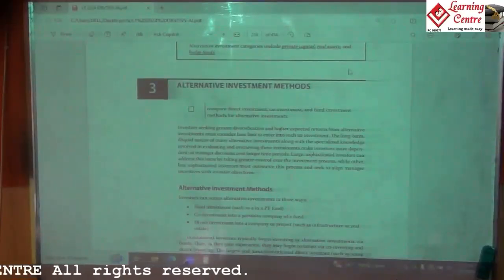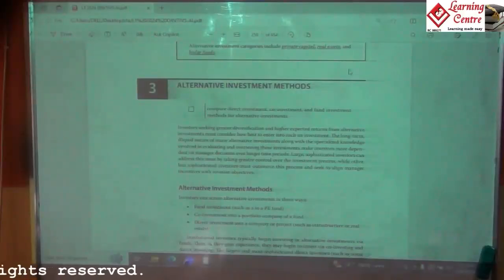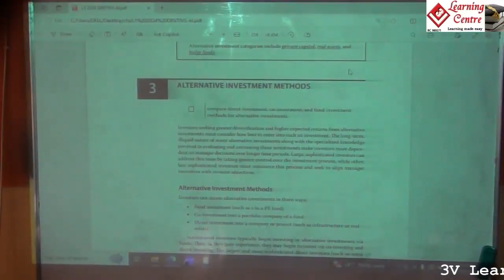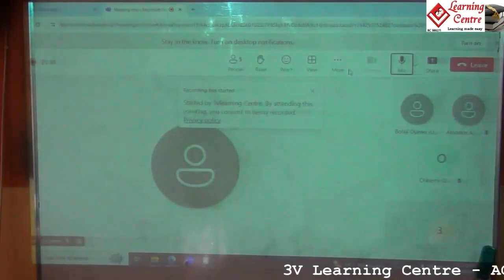In direct investing, you avoid paying management fees, because you are investing yourself. If you are personally investing yourself, you will not pay management fees.